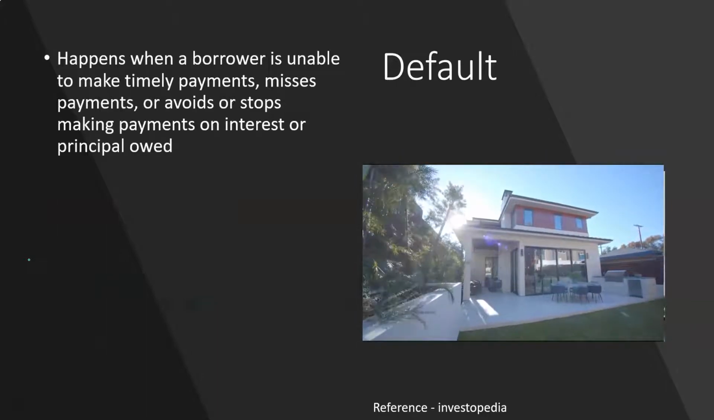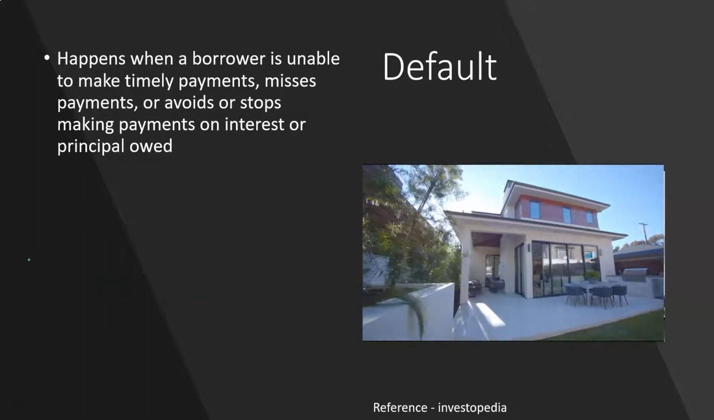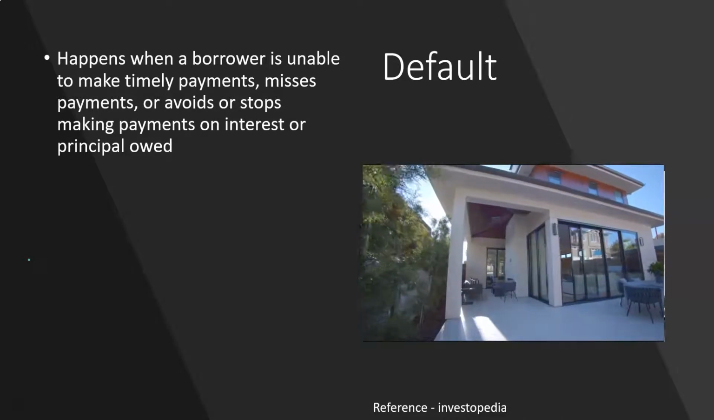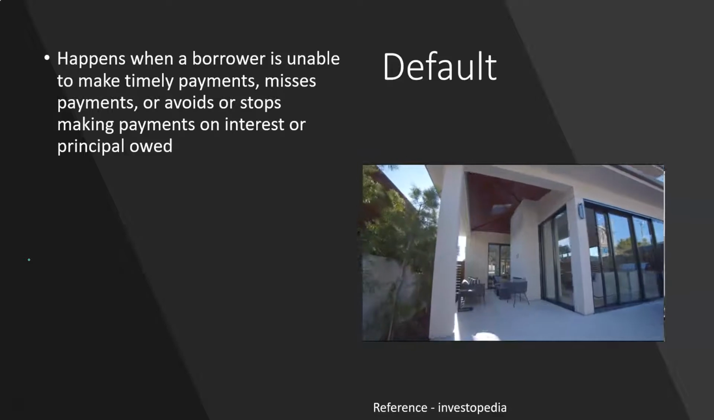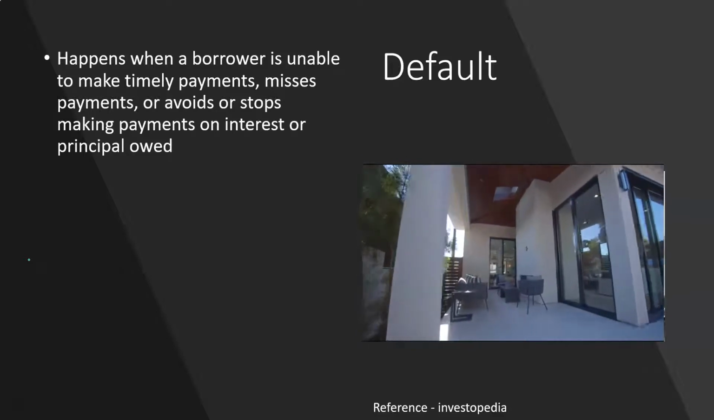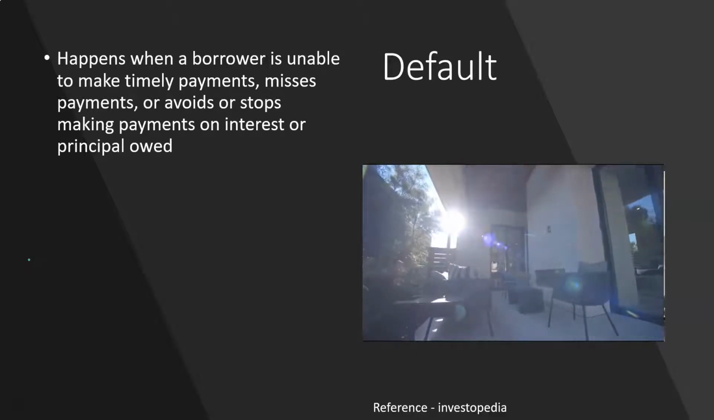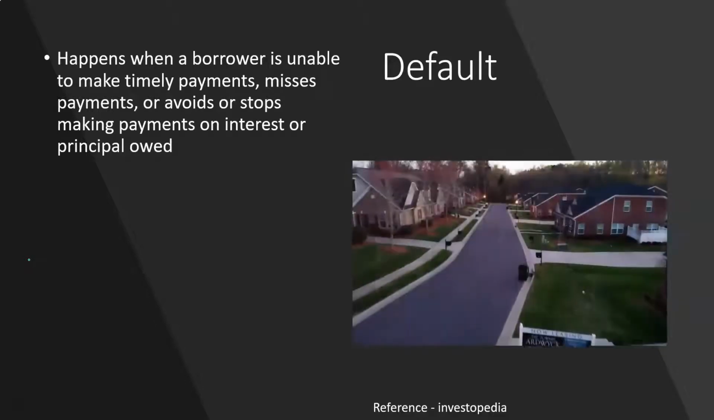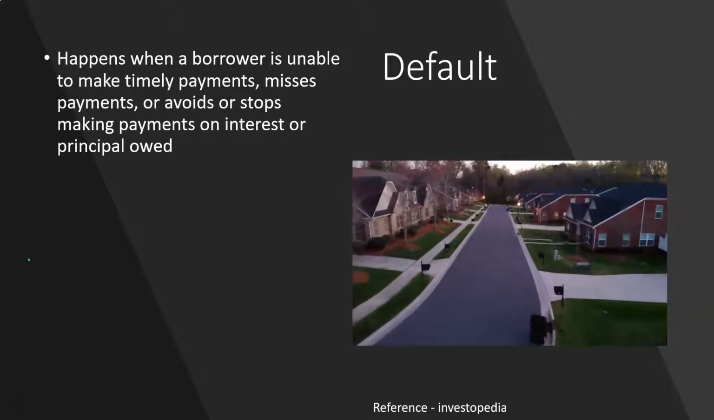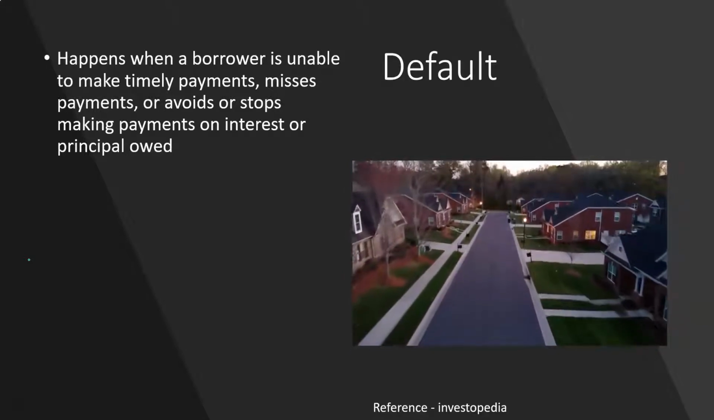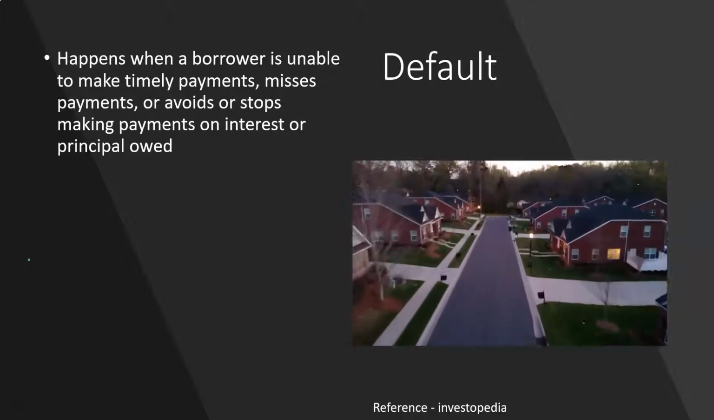Default. So the term default happens when a borrower is unable to make timely payments, misses payments, or avoids or stops making payments on interest or principal owed. So clearly, if you're the lender, that's what you don't want to have happen, because you're making your money by giving the loan, by getting the money back. Just like if you were renting out an apartment, you want the apartment back at the end, plus you want the rent on it, which of course is basically the interest.